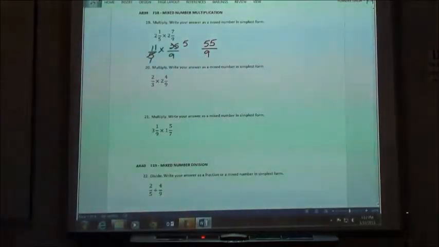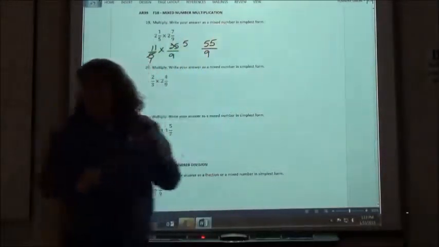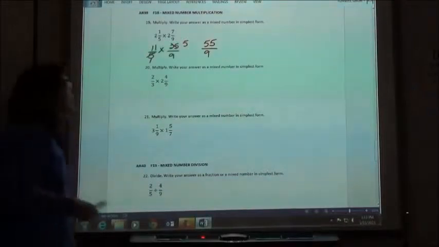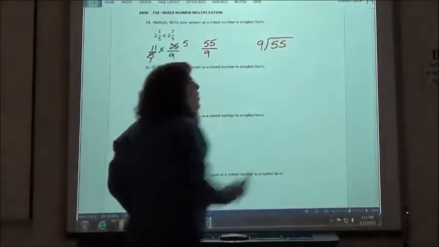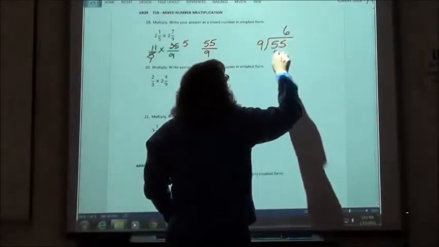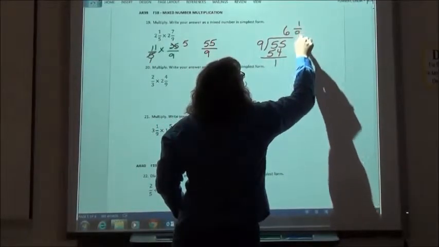Now again, if we look at the directions, we want to write our answers as mixed numbers since we were working with mixed numbers, and so we want to change that into a mixed number. 9 divides into 55 how many whole times? 6 times. 6 times 9 is 54, so we just have 1 left over, so 6 and 1/9.